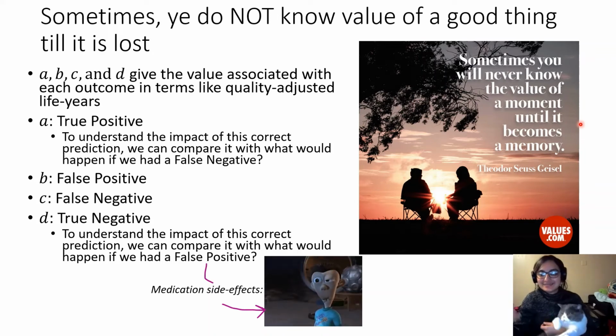But the idea here is that A, B, C, and D give the value associated with each outcome. A with a true positive, B with a false positive, C with a false negative, and D with a true negative. And the way that they give those values of these outcomes could be in terms like quality adjusted life years. From each result, if we adjust for the quality and everything else, like the life years you've saved, like some measurement of the consequences or benefits of certain results. But in reality, when we're going in, we know there's uncertainty, but we really hope that predictions will be correct.